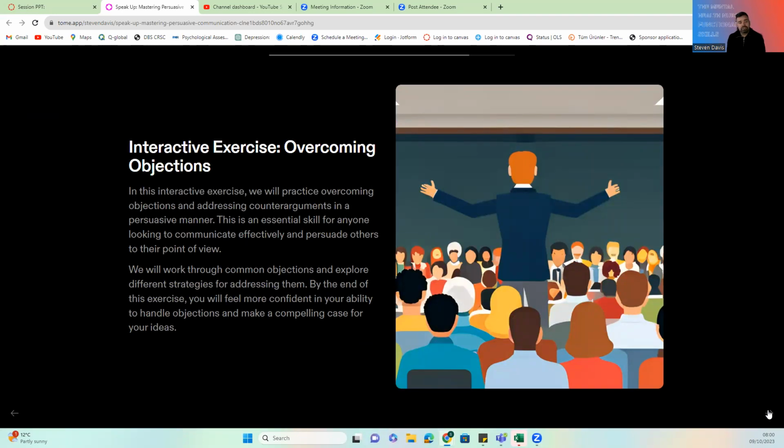Overcoming objections. In this interactive activity, you'll be practicing overcoming objections and addressing counter-arguments in a persuasive manner. This is an essential skill for anyone looking to communicate effectively and to persuade others of their points of view. You will work through common objections and explore different strategies for addressing them. By the end of this exercise, you will feel more confident in your ability to handle objections and make more compelling cases for your ideas. So again, I'll give you 5 minutes for that task.